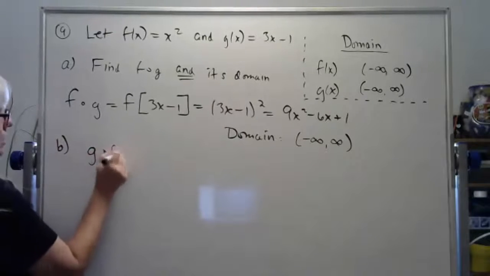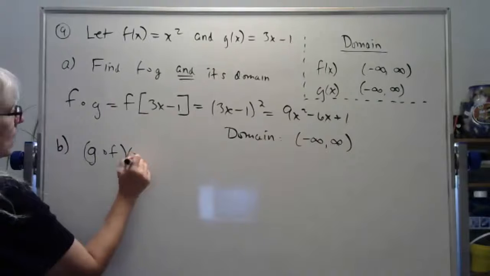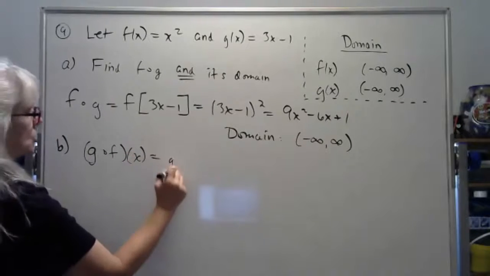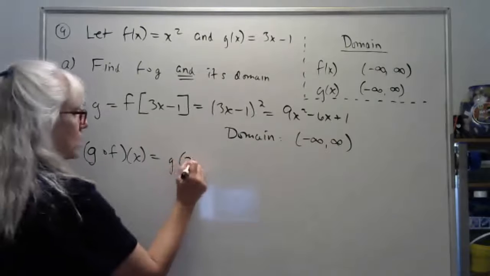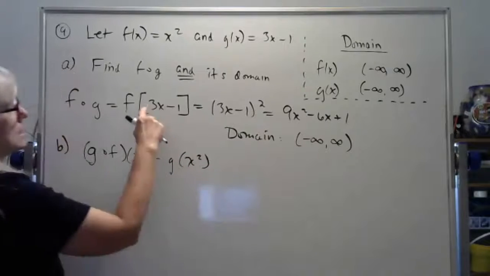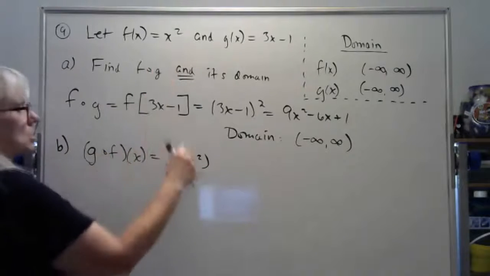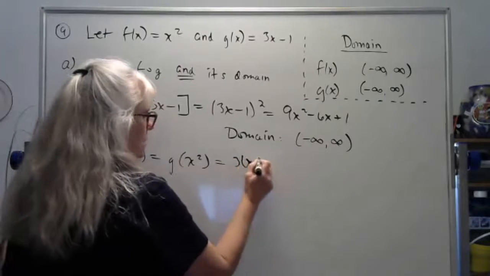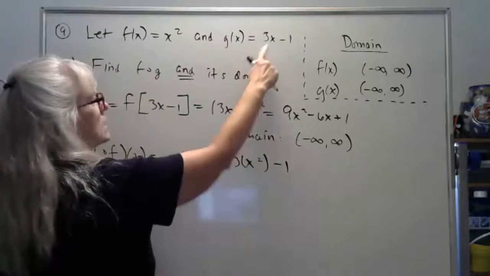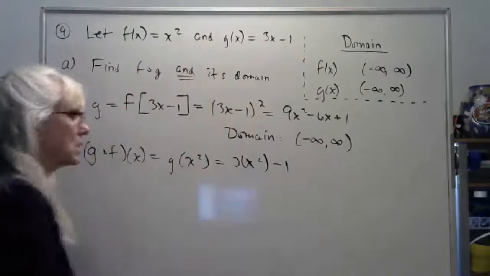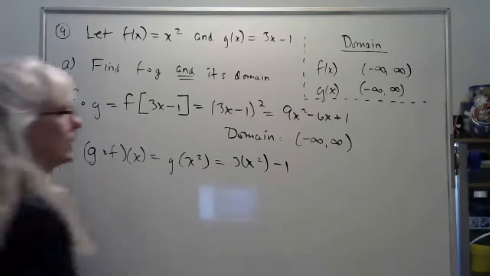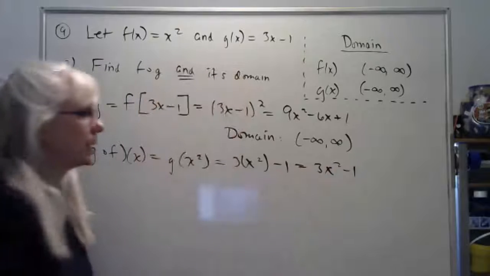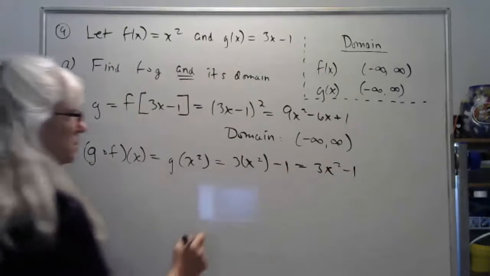Let's do g compose f of x. So that would be the same thing as g of x squared. So now I'm replacing the f with what f is, which is x squared. So that would be 3 times x squared minus 1. So I'm replacing my x with the other function. And then this one's easy to clean up. That's just 3x squared minus 1. So nice cleanup. What's its domain?